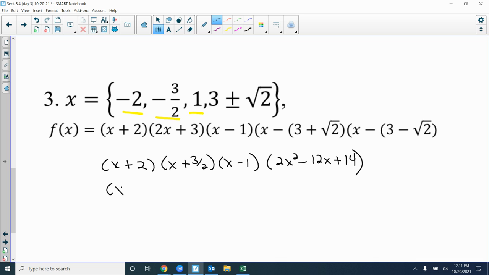So you're going to end up with x plus 2. When I factor that 2 out, you don't want to multiply it into either of these other 2 because they already have whole numbers. That becomes 2x plus 3, x minus 1, and then this will become x squared minus 6x plus 7. Okay, that'll be the case. And then you use the quadratic formula and you get the 3 plus or minus radical 2 there.